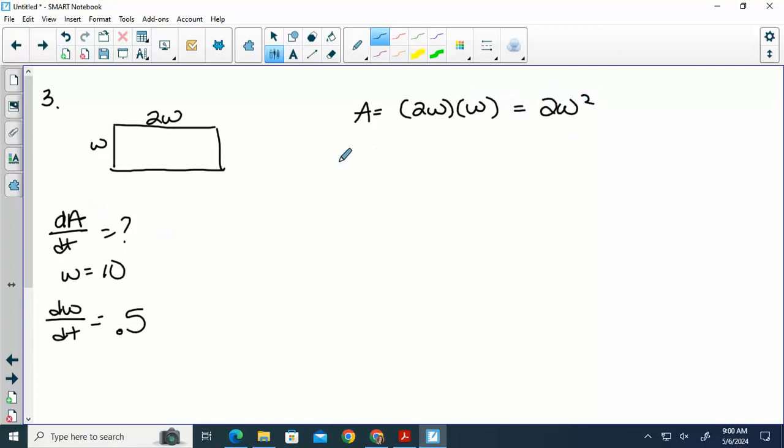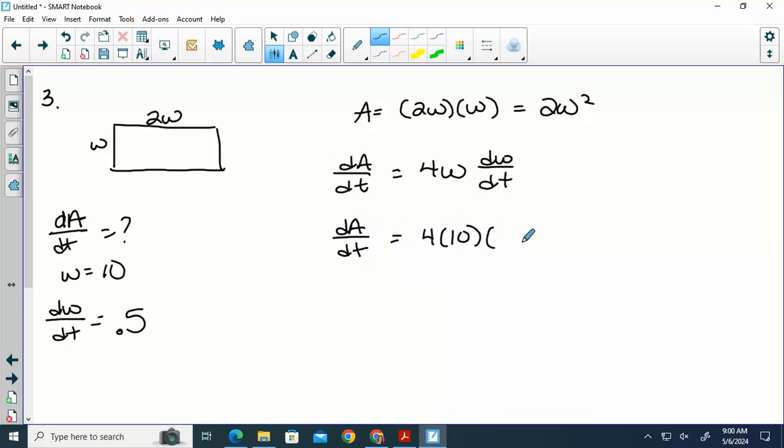All right, we need a derivative. So we're doing a derivative in terms of time, so everything gets a d something dt with it. So the derivative over here would be 4w, and that was in terms of time, so dw/dt. Then we plug in what we have. So my w is 10, dw/dt is 0.5. So 4 times 10 times 0.5 gives us 20.